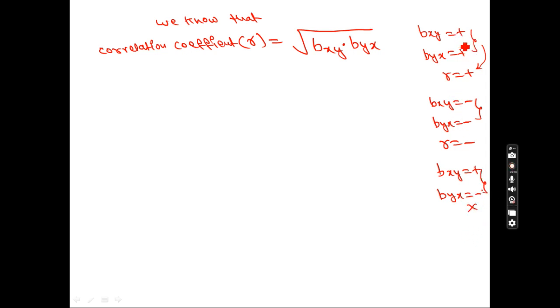If both the regression coefficients have the same sign, then r should contain the same sign. If the two regression equations give two different signs, then we cannot decide the sign of r. So this is the important point to remember.